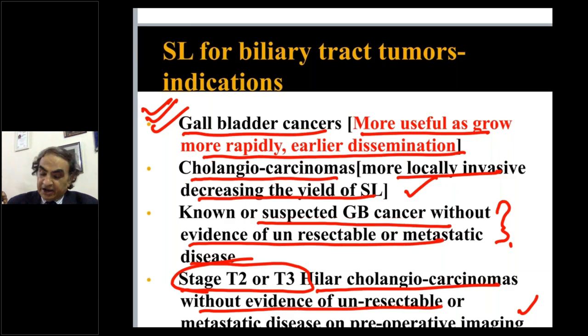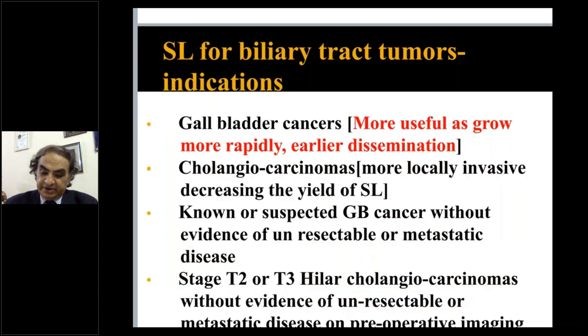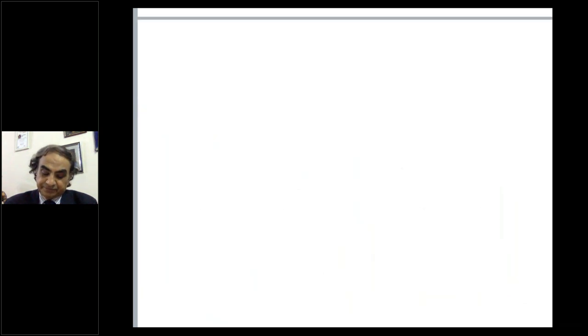Stage 2, or T2 or T3, hilar cholangiocarcinomas without evidence of unresectable or metastatic disease on imaging. So what are we highlighting everywhere? A good preoperative imaging, and there's no shortcut for that. You just want to exclude metastatic disease so that you can work toward resection, because gallbladder cancer doesn't give you a lot of opportunity later on. It's a very, very aggressive cancer.